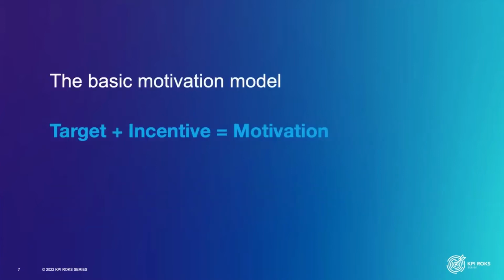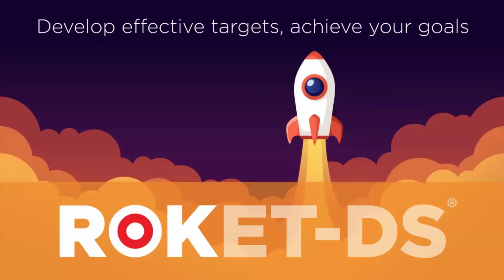So then we have the basic motivation model. You take your targets, you add your incentive, and that equals your motivation. And we come to ROKET DS. This is about developing effective targets to achieve your goals.